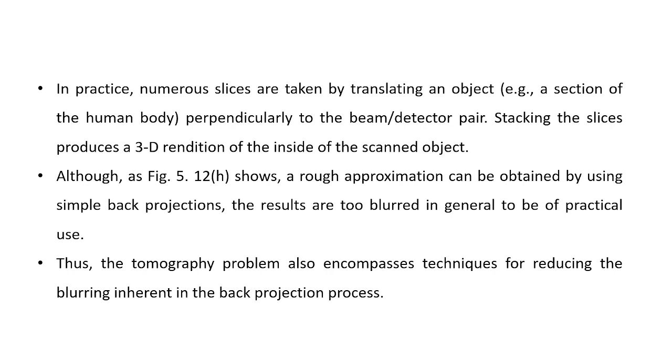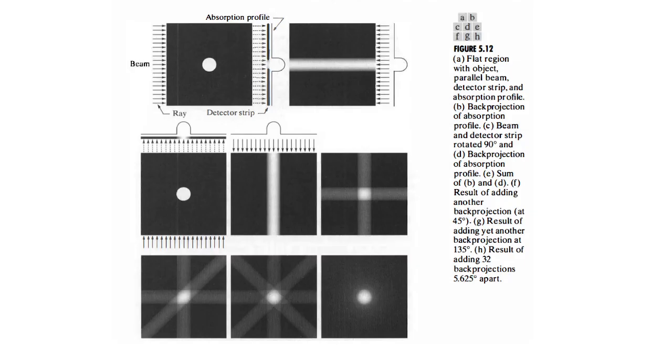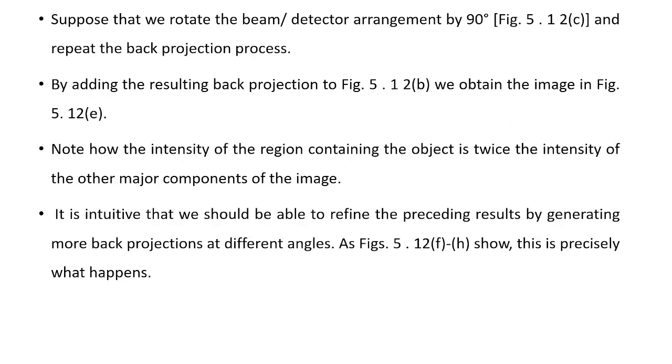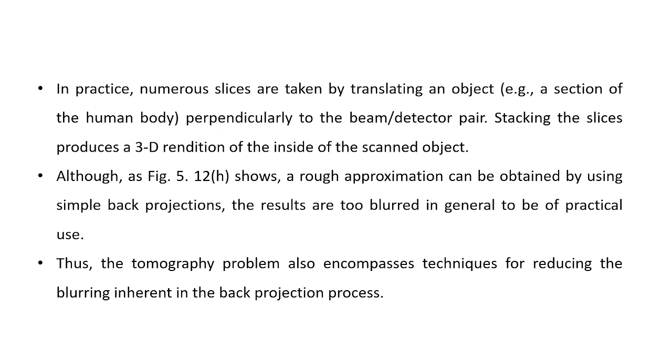Next, the figure also shows that a rough approximation can be obtained by using simple back projections. The results are too blurred. You see the image, H image. So it is so blurred in general to be of practical use. Thus the tomography problem also encompasses techniques for reducing the blurring inherent in the back projection process. That is the drawback. We get a high absorption strength, but we get the blurring also.